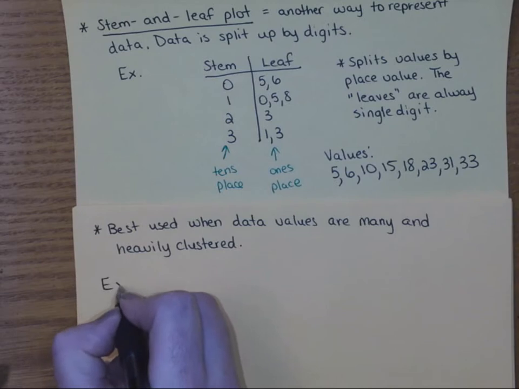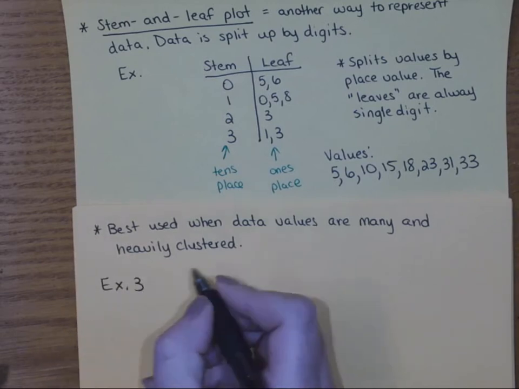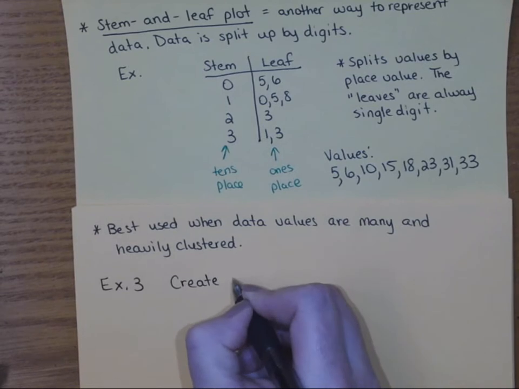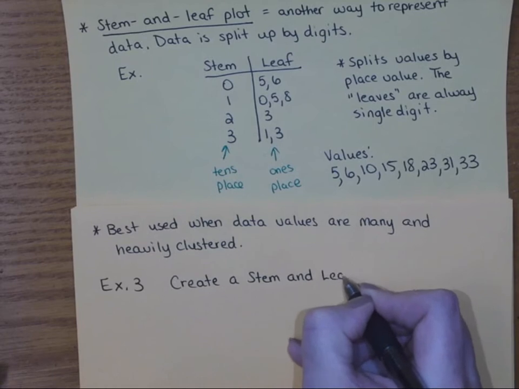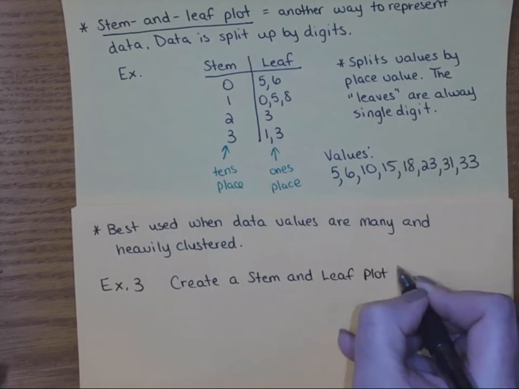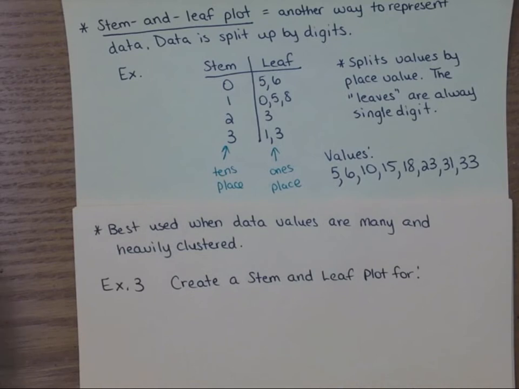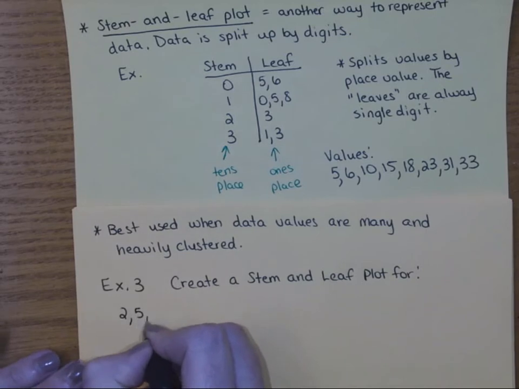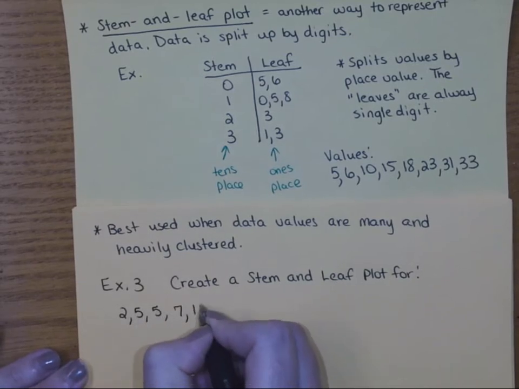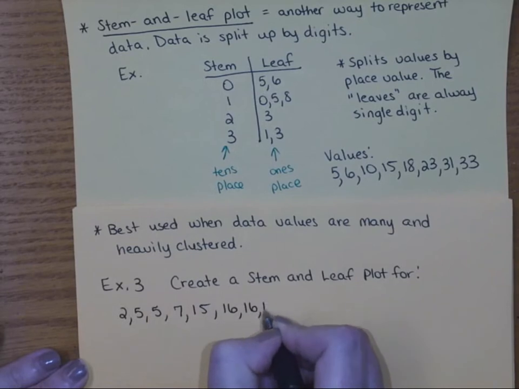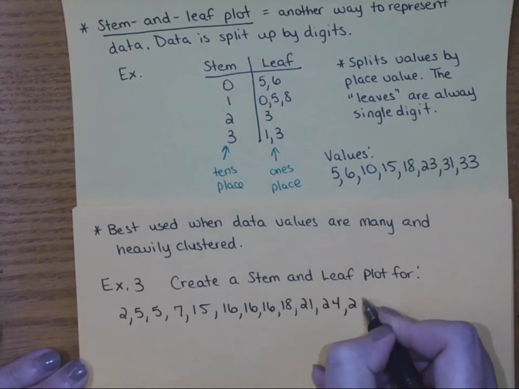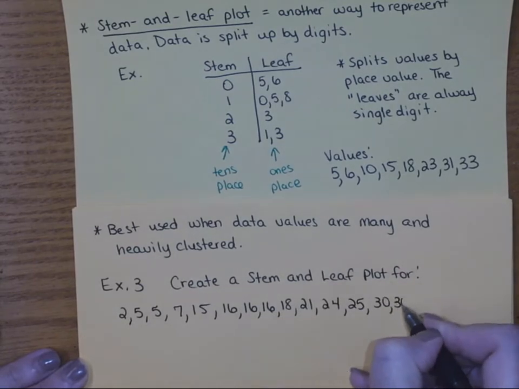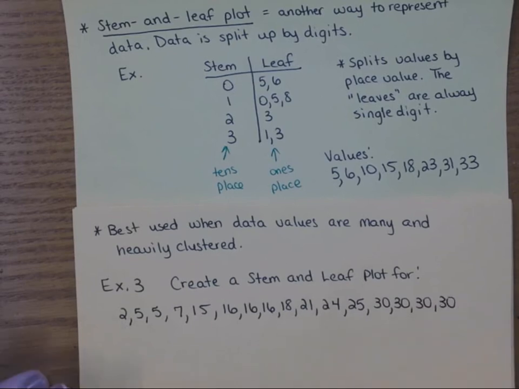Okay, so let's create a stem and leaf plot for the following list. This is going to be kind of a longer list because that's really what we use stem and leaf plots for, lengthier lists or lots of data values. If they're not given to you in order, like I'm giving them to you in order, you do need to put these in order as well.